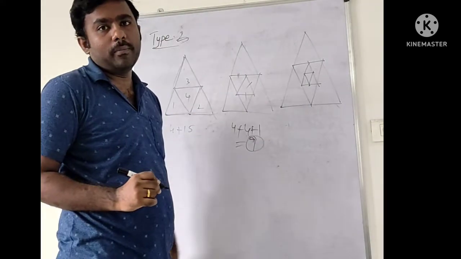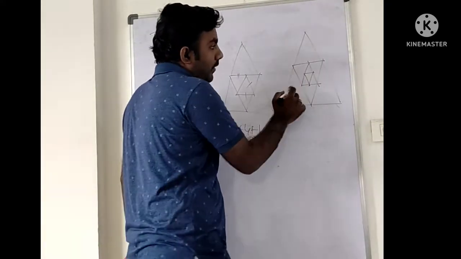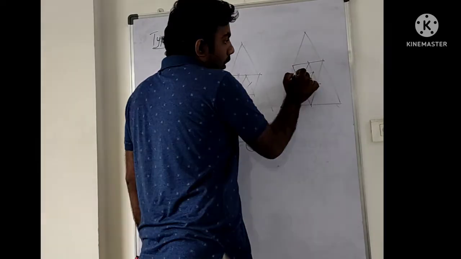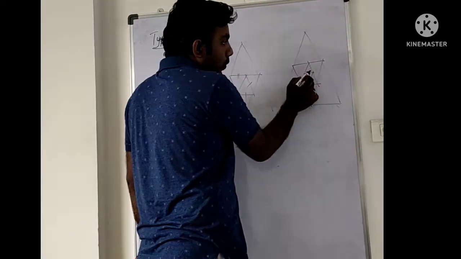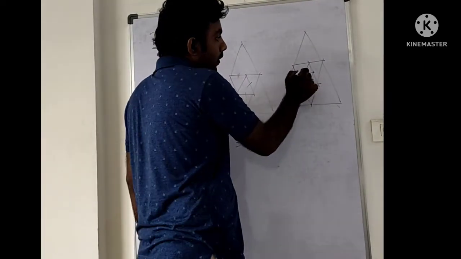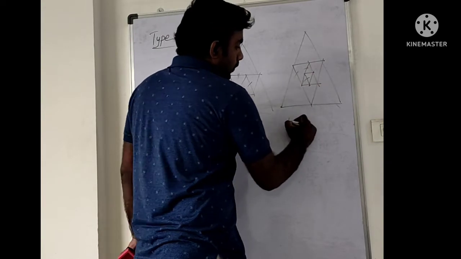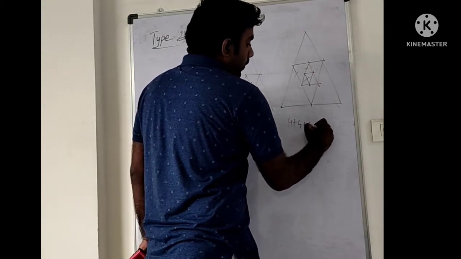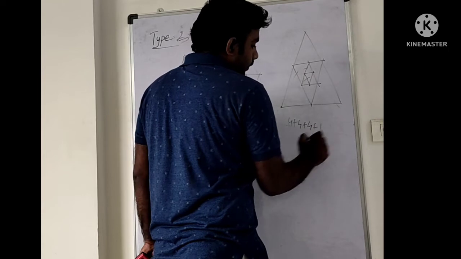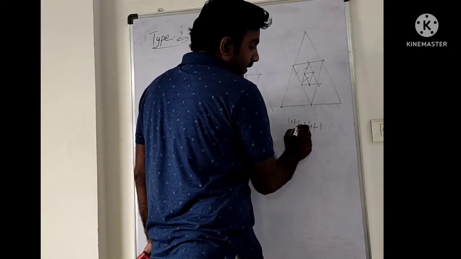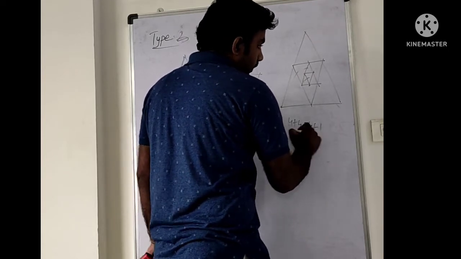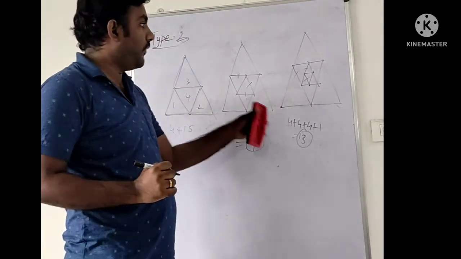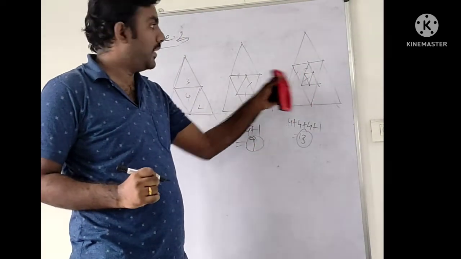Such type of diagrams. Come to this one. In total how many inner triangles are there? 1, 2, 3, meaning 4, 4, 4. 4 plus 4 plus 4 plus one outer triangle means here total number of triangles is 13. Likewise, we can easily find out the number of triangles in this type of figures.